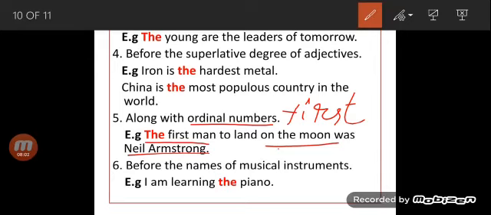Next is before the names of musical instruments. When we write about musical instruments in a sentence, before the names of musical instruments we use article the, like I am learning the piano, I like to play the guitar. In that way, before the names of musical instruments we use article the: the piano, the guitar.